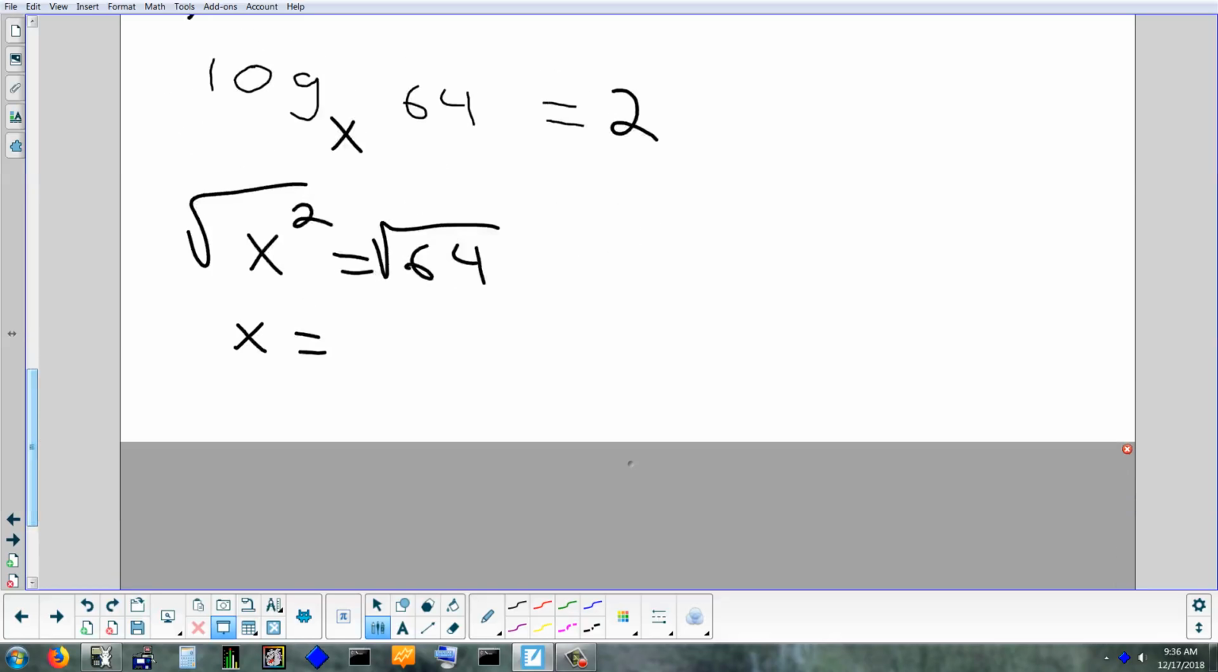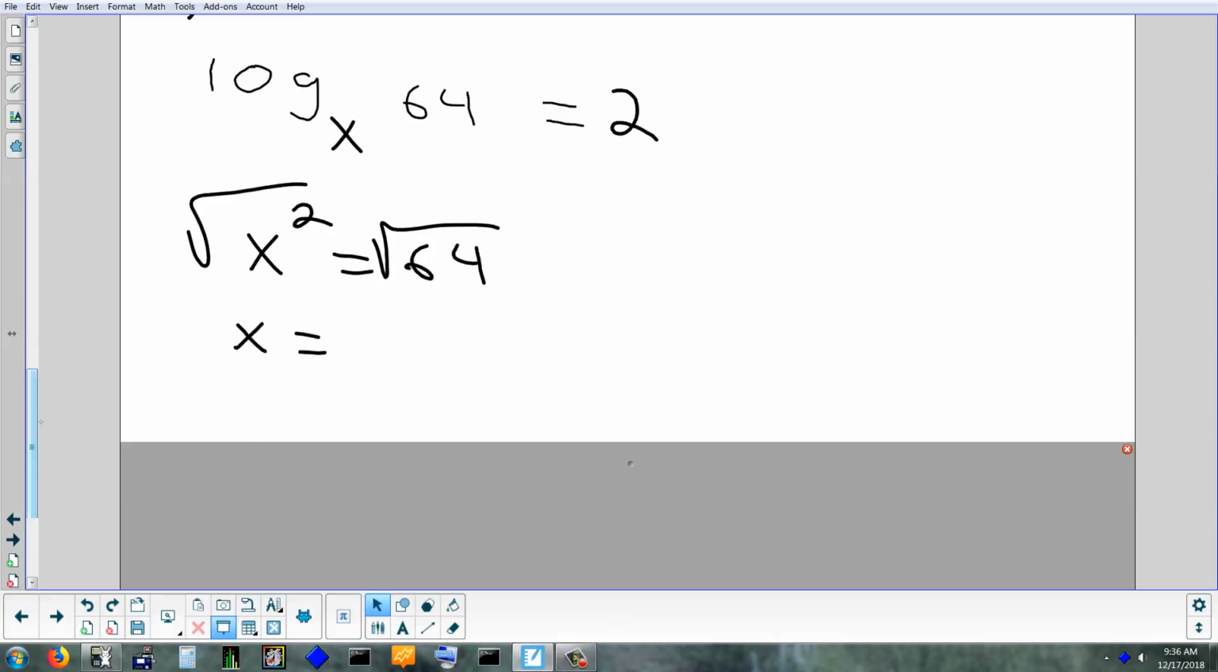And now, what times what is 64? 8. What else? What other two numbers can you multiply together that are the same and get 64? Negative 8. So x could be 8 or negative 8.